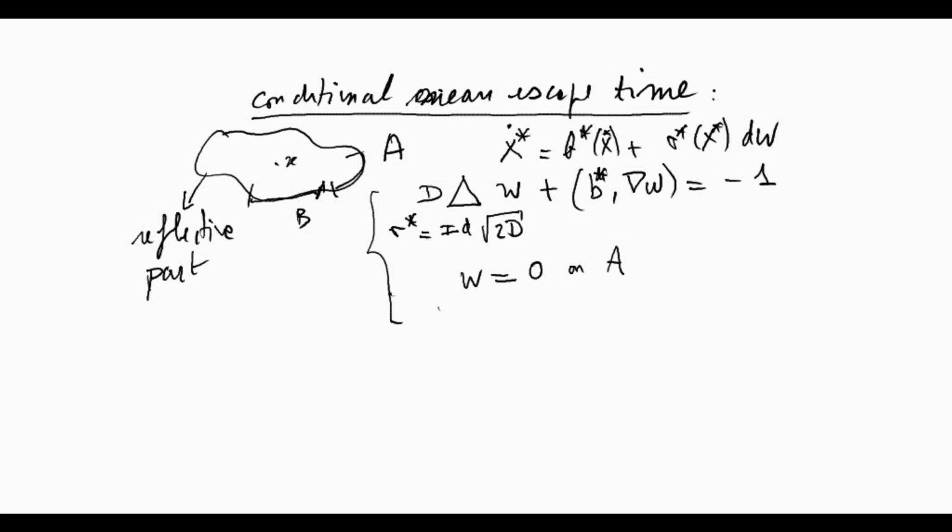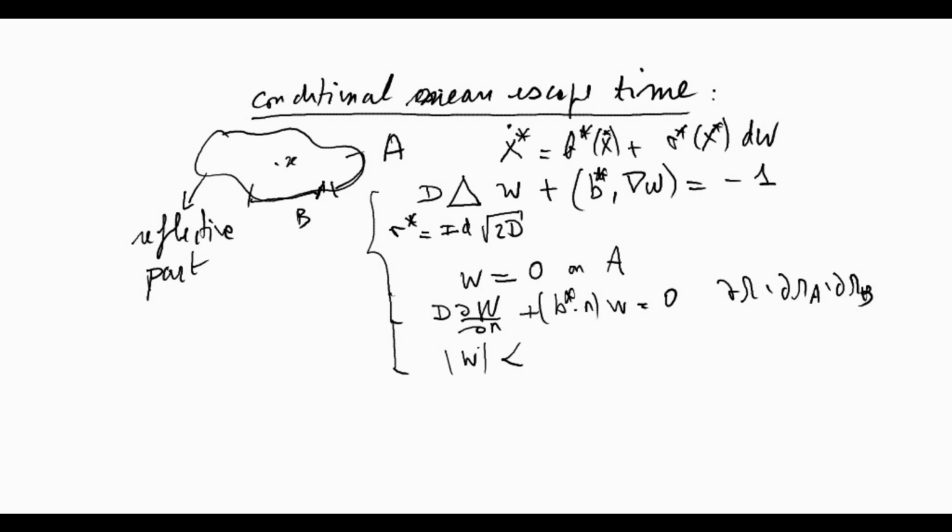So let's write dW/dn plus B star dot n W equals 0 on the reflecting part, which is d omega minus d omega A minus d omega B. And on B, we need to have that the total time should be finite. It should not be infinite. This is the condition on B.